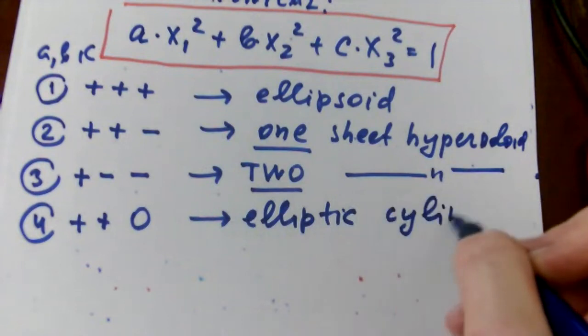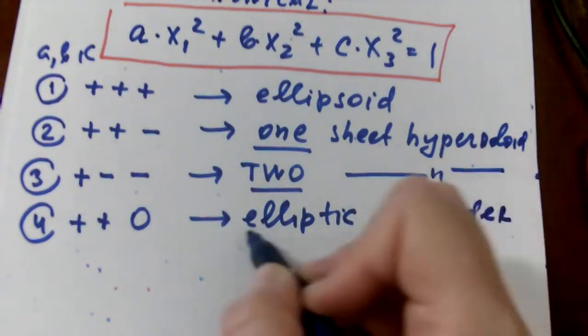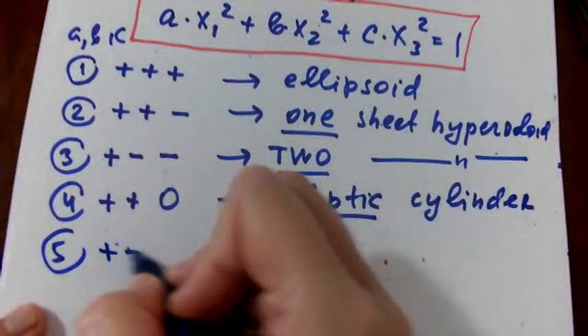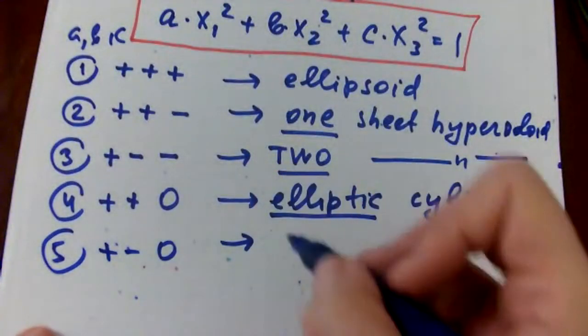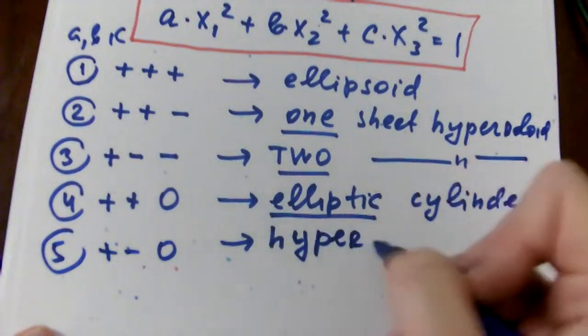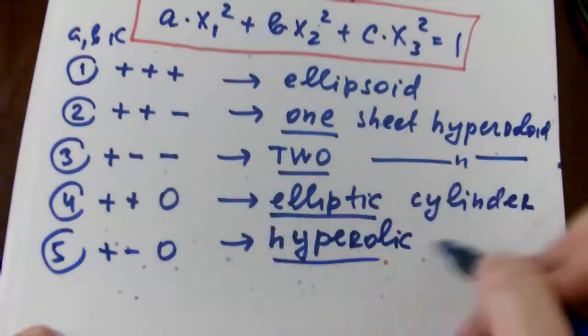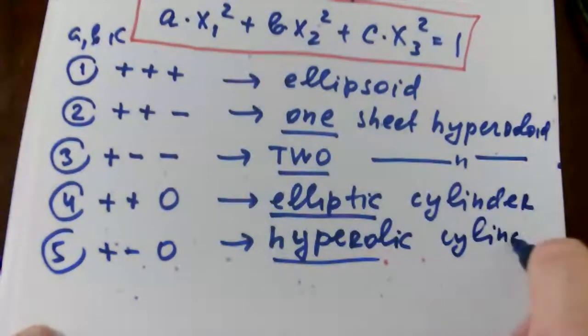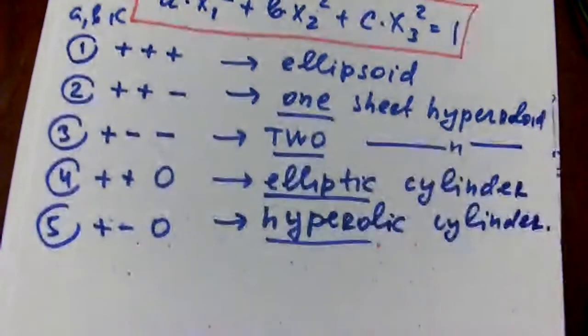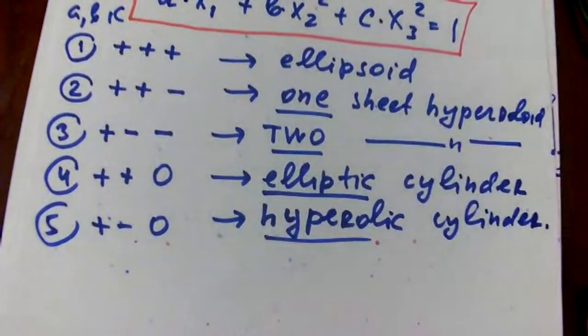cylinder. What did I say? Elliptic cylinder. And the last case, the fifth one, is plus, minus, 0. In this case, you are dealing with a hyperbolic cylinder. Very beautiful surfaces. It's a pity I can't plot them. So this is our list.